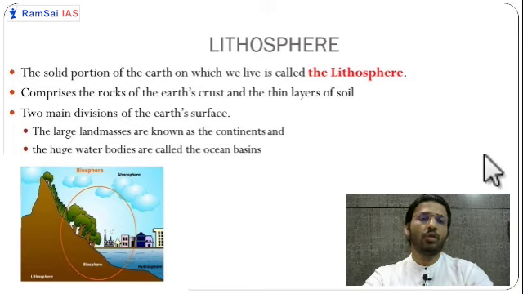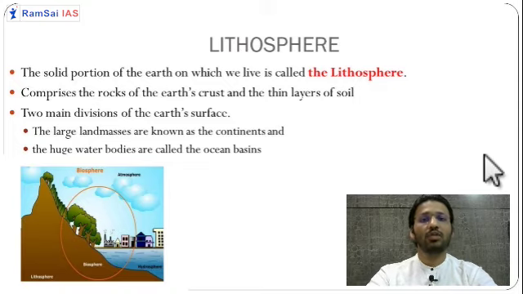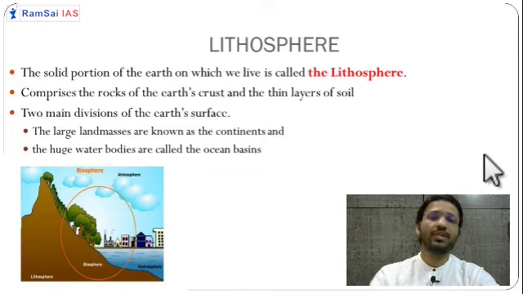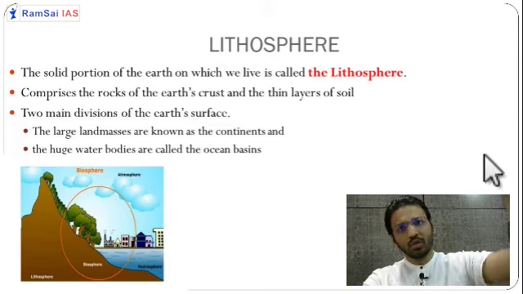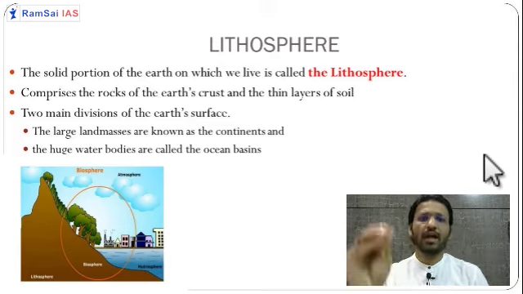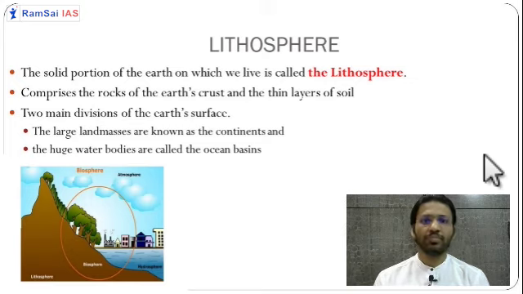So first thing is lithosphere. As we have seen, lithos means stone. So the lithosphere is the solid part of the earth. It comprises the rocks, the thin crust of the earth, and the layer of the soil. This is known as lithosphere. In the 11th standard NCERT also we are going to see this lithosphere in a very detailed manner. This is the solid part of the earth, and generally it does not go much deeper. It is just the crust and soil. This we are calling the lithosphere.